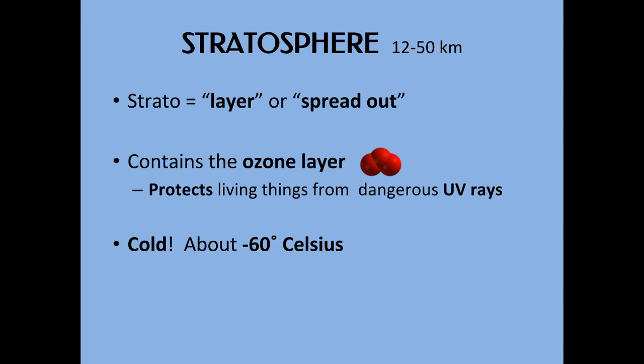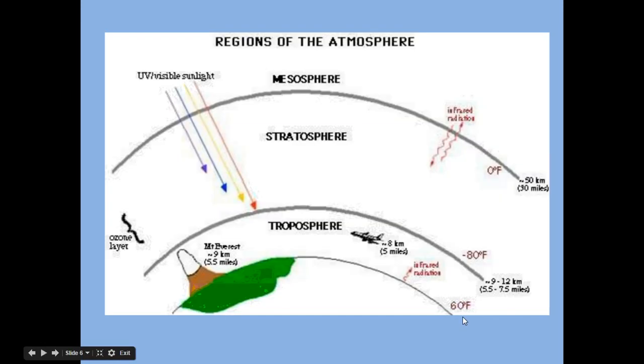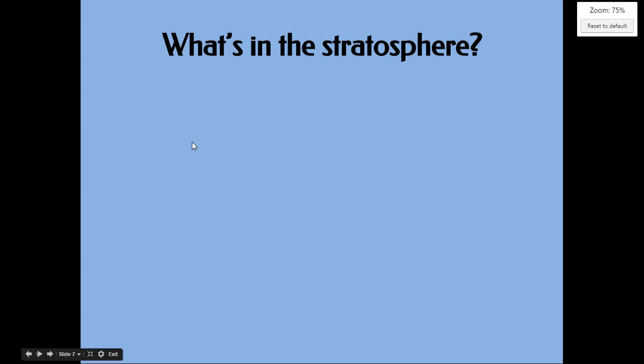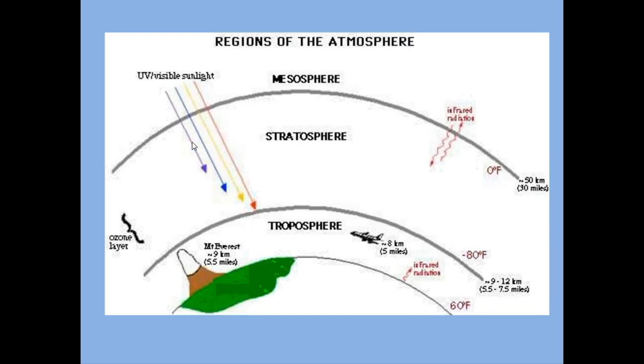The last thing that's important to know is that the stratosphere is actually very cold, about negative 60 degrees Celsius, which would be about negative 76 degrees Fahrenheit. Now, the upper stratosphere above the ozone layer actually is warmer because it's a layer of air with much more ozone than the rest of the atmosphere. When the ozone absorbs the energy from the sun, the energy gets converted into heat, warming the air.